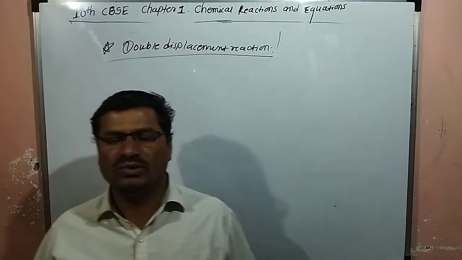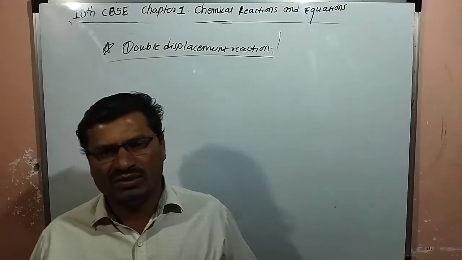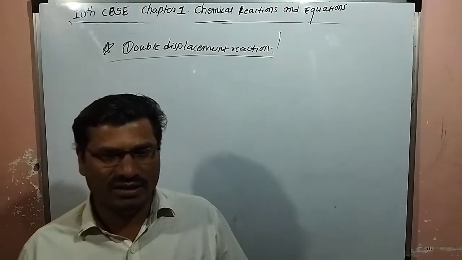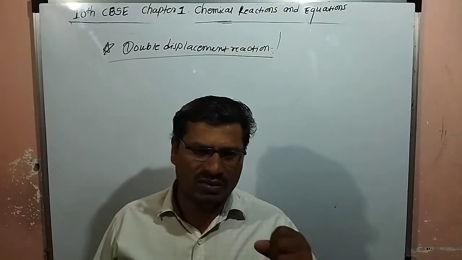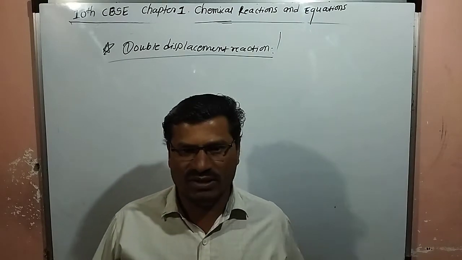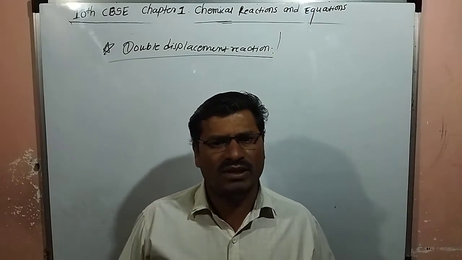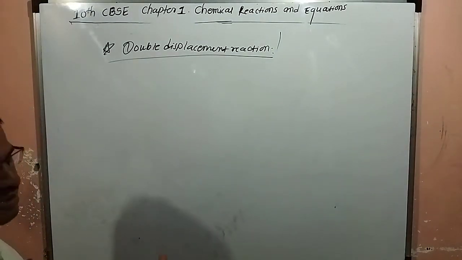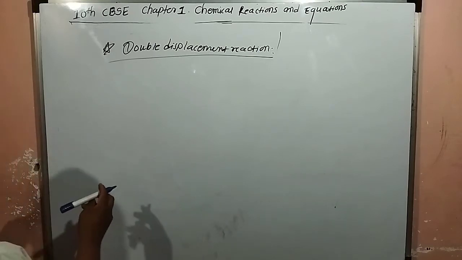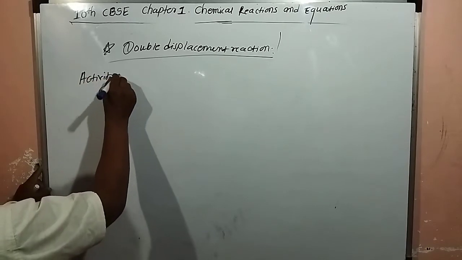Hello students, in the last video we studied displacement reaction. The next chemical reaction we are going to study is the double displacement reaction. We have already studied what displacement means and some examples also. For double displacement reactions, one activity is given. We'll see that activity first, then the definition, and then other examples of the double displacement reaction.